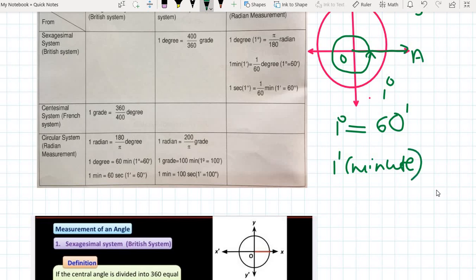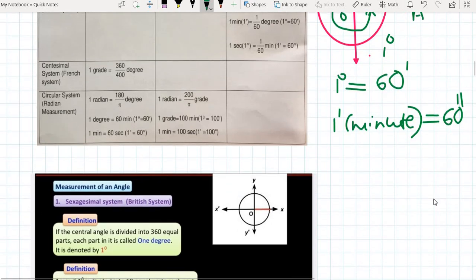So if we consider 1 minute now, each 1 minute is divided again into 60 equal parts. They are called seconds. A second is denoted like this, 2 bars in the index place. So 1 minute is equal to 60 seconds. Right? So 1 second is 1/60th of the minute. So 1 degree is equal to 60 minutes, and 1 minute is equal to 60 seconds.